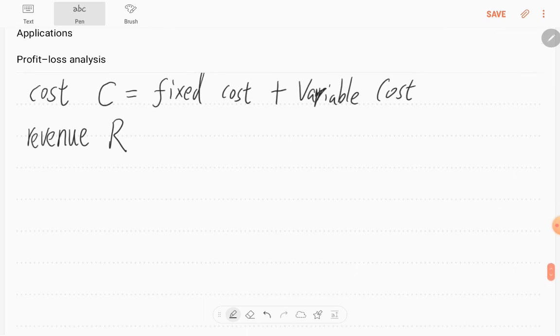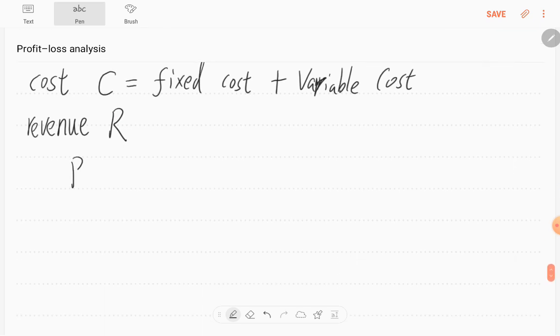So if R is less than C, the revenue is less than the cost, that means the company loses money. In other words, that decision is not a good decision, it's a bad decision, right? Because the revenue is less than the cost, the company will not earn any profit. They will lose money.